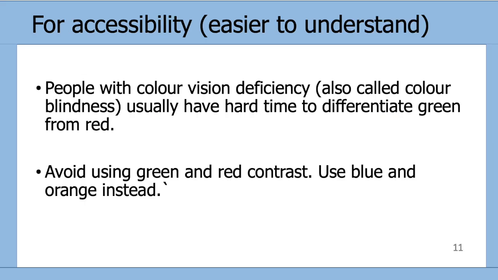So moving on, another reason to use color in visualizations is for accessibility, making visuals easier to understand. Now, some people have color vision deficiency, which is also known as color blindness, meaning they have a hard time differentiating green from red. So this means you should avoid using green and red contrasting in visualizations. Instead, it is best to use blue and orange.